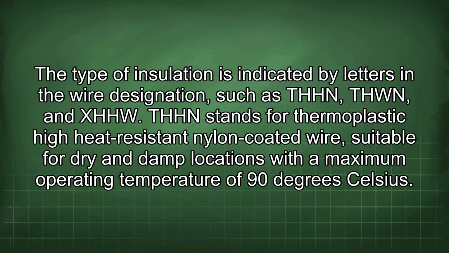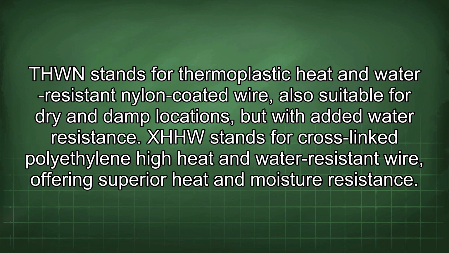THHN stands for thermoplastic high-heat resistant nylon-coated wire, suitable for dry and damp locations with a maximum operating temperature of 90 degrees Celsius. THWN stands for thermoplastic heat and water-resistant nylon-coated wire, also suitable for dry and damp locations, but with added water resistance. XHHW stands for cross-linked polyethylene high-heat and water-resistant wire, offering superior heat and moisture resistance.